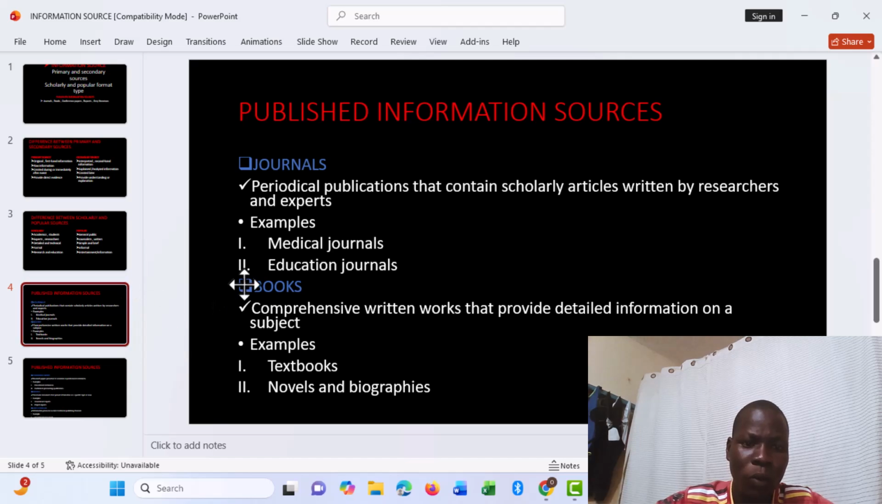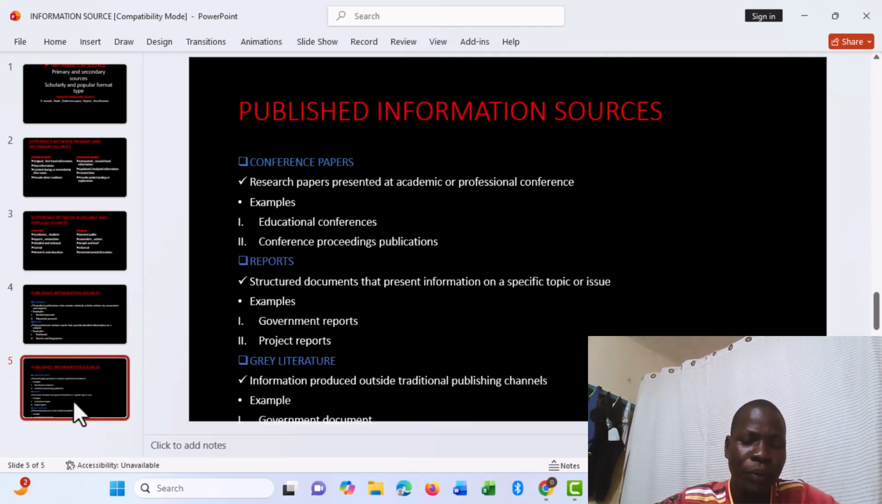The second one is books. Books are comprehensive written works that provide detailed information on a subject. For example, we can see textbooks like a history textbook, biology textbook, and among others. Other examples are novels and biographies. And let's go to our fifth slide. We can see there we have the conference papers. Conference papers refer to research papers presented at academic or professional conferences.